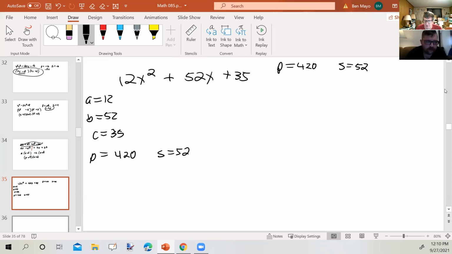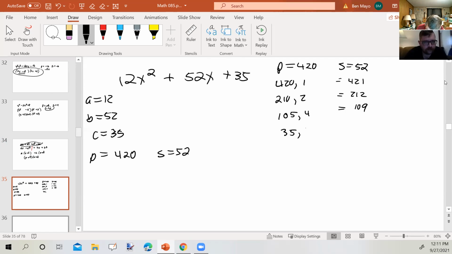They've got to both be positive, right? Because positive times positive would be positive, and positive plus positive would be positive. So let's go 420 and 1, which would be 421. Let's go 210 and 2, which would be 212. 105 and 4, which would be 109. Well, I can't cut 105 in half. Can't take out a 2. I could take out a 3, and I get 35 and 12, which is the originals right there, which is what? 47.